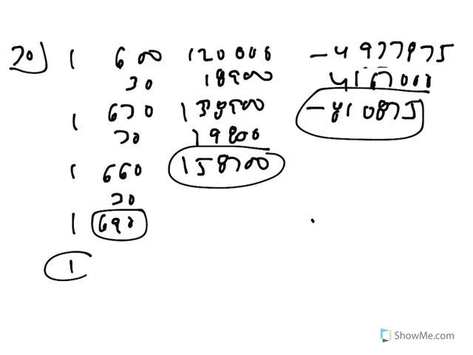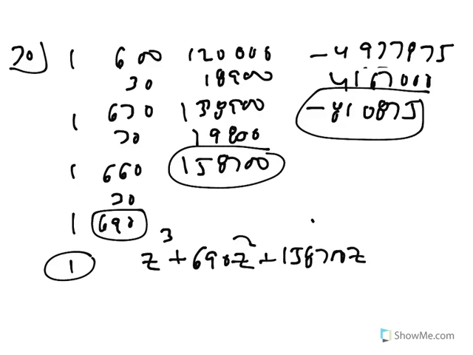Bring down the 1. These four numbers become the coefficients of a new polynomial, still cubic, z cubed plus 690z squared plus 158,700z minus 810,875 equals 0. This new polynomial has a solution that's a single digit.